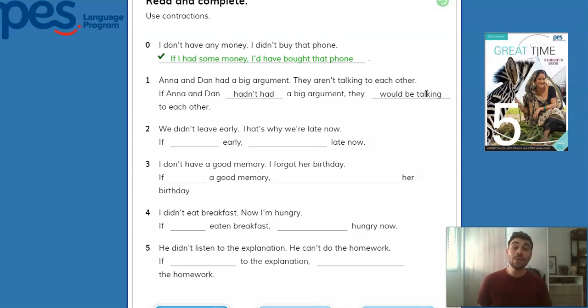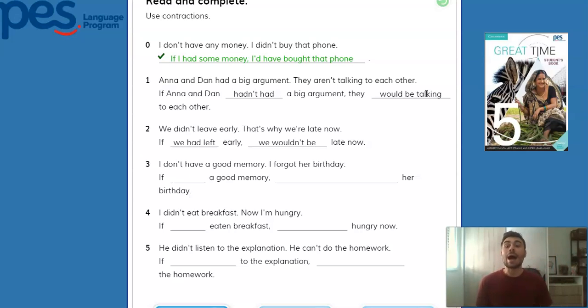Number 2. We didn't leave early. That's why we're late now. So, if we had left early, we wouldn't be late now, right? Very similar to sentence number 1.